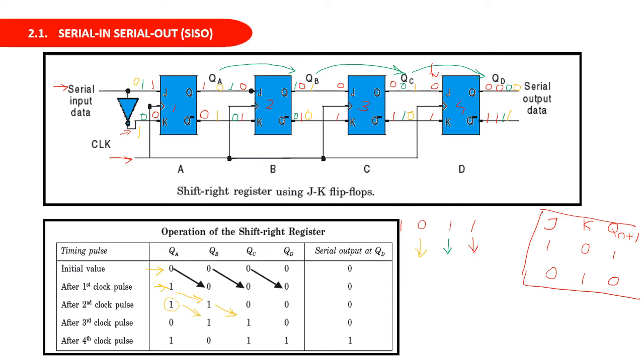Now similarly, when you apply the clock pulse, the input data gets shifted by 1 bit. So at the output, when the fourth clock pulse comes, it will be 1. When the fifth clock pulse comes, the output will be again 1. When the sixth clock pulse comes, the output will be 0, and when the seventh clock pulse comes, the output will be 1. So this is how the data is fed in serially, and data is fed out.